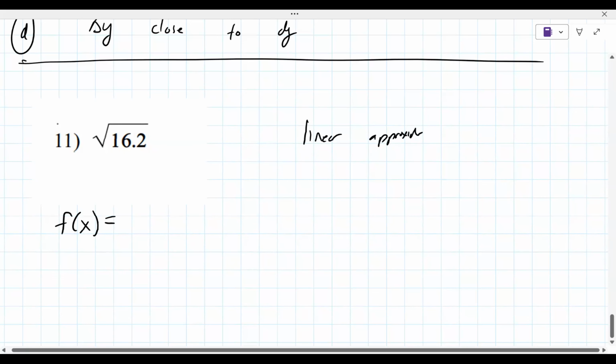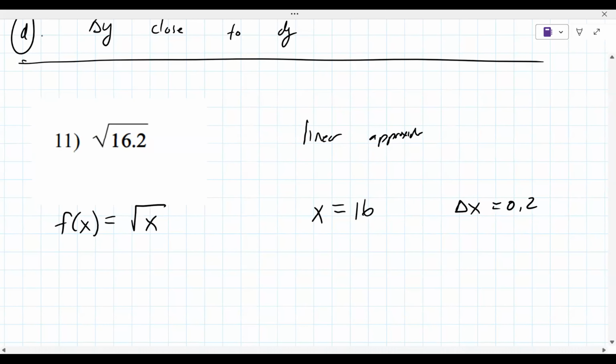I have no idea, being completely honest. Okay, how about square root of x? Oh, okay. And what is the x value? 16.2. Close, it's 16. And what is delta x? Oh, 0.2. Okay. Now that you've seen one, do you think you could figure out the others?